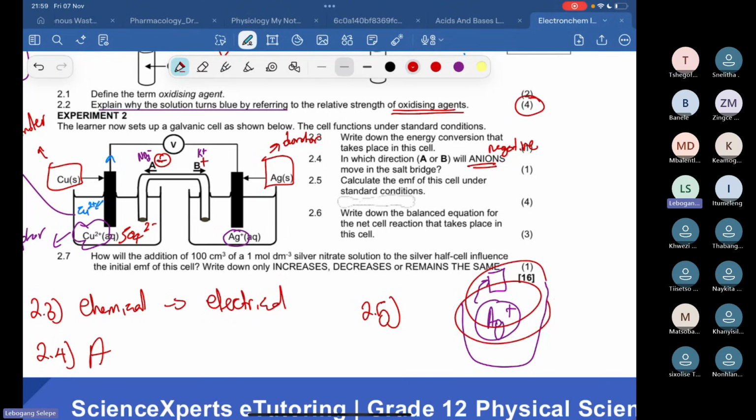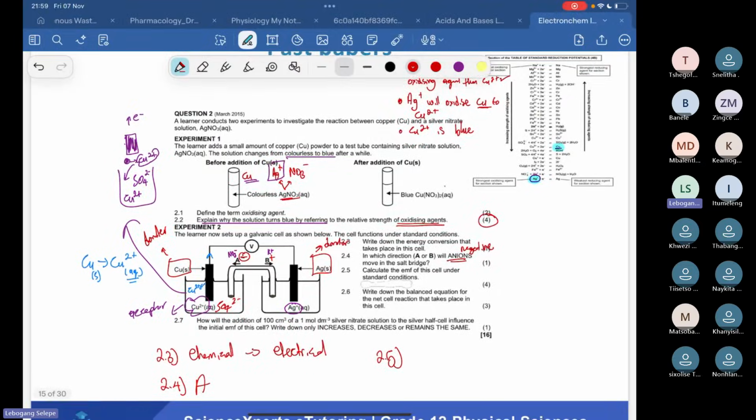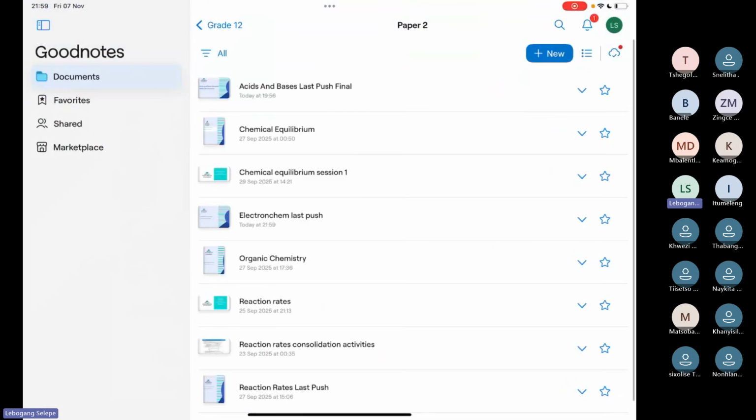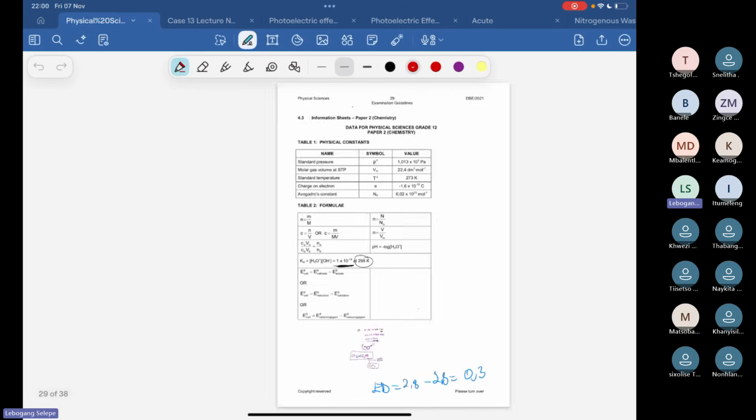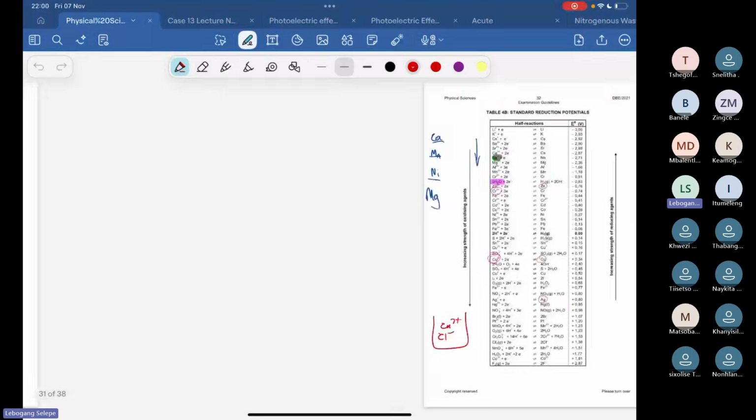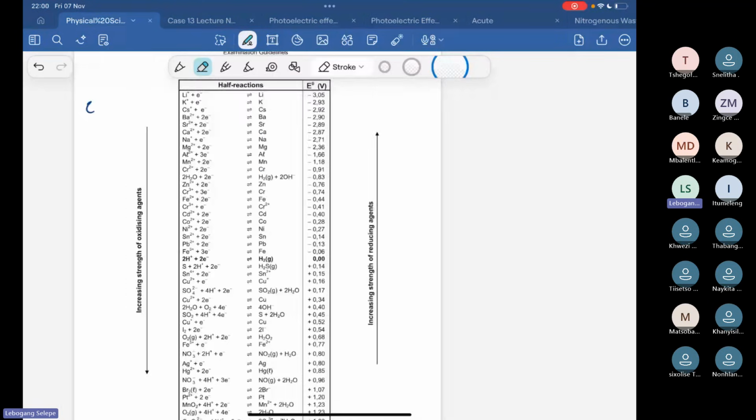All right. Now let's move on to 2.5. Calculate the EMF of this cell under standard conditions. I think I don't have the table with numbers. Can you guys send it to me? Let me just get it from my examination guideline. Now here's the table with numbers. All right, this is for B.